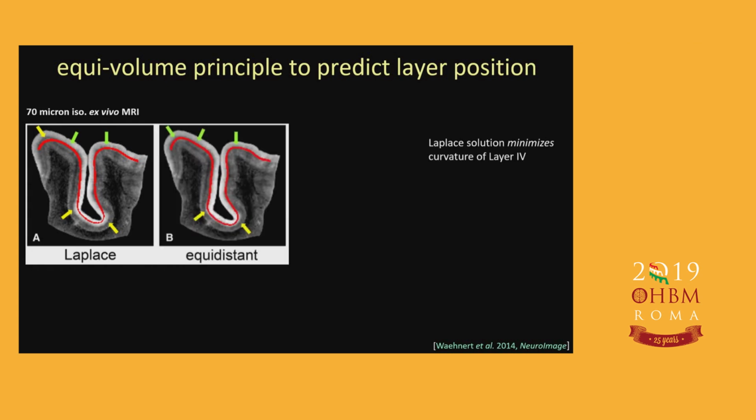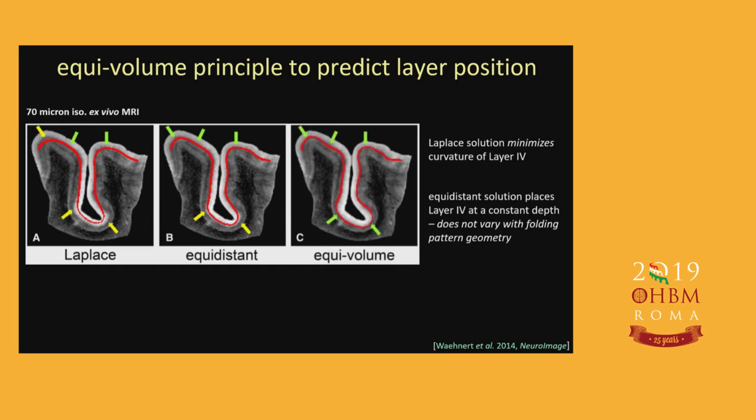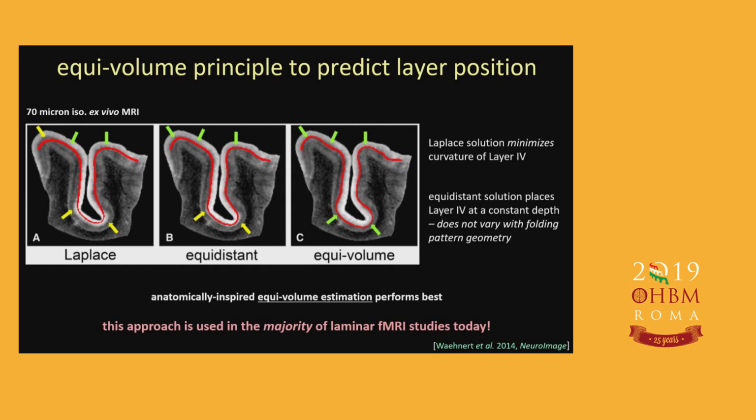They then looked at the so-called equidistant approach, which assumes that layer 4 is at a fixed relative cortical depth across the folds. This did a better job. It didn't quite capture layer 4 perfectly. Again, this doesn't take into account this effect that I showed you in the previous slide. It doesn't vary with the folding pattern geometry. And finally, of course, they predicted the location of layer 4 using the equivolume principle. What they found was that this anatomically informed, or inspired, equivolume estimation performed best. And in fact, it's this approach that's used today in the majority of laminar fMRI studies for estimating the positions of the cortical layers.